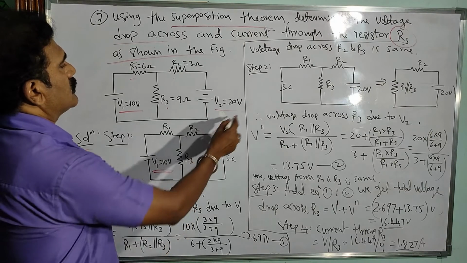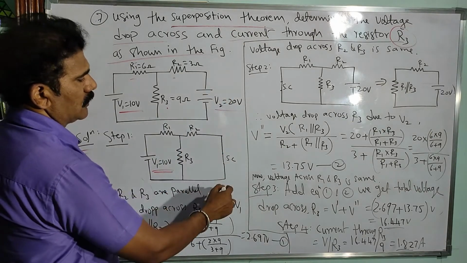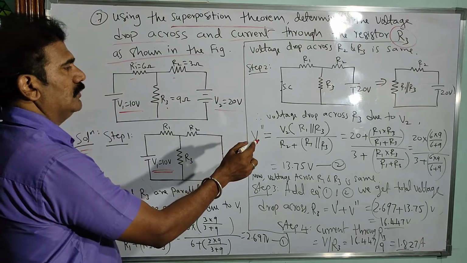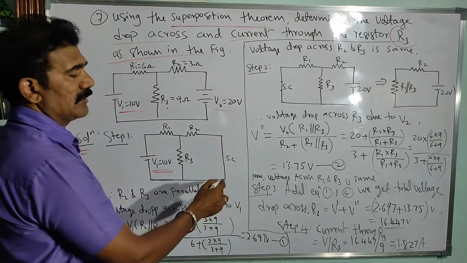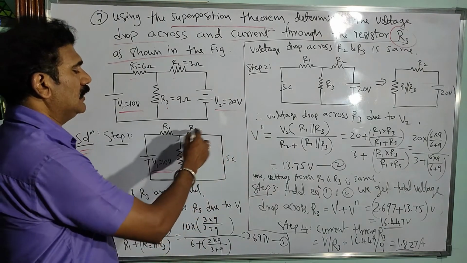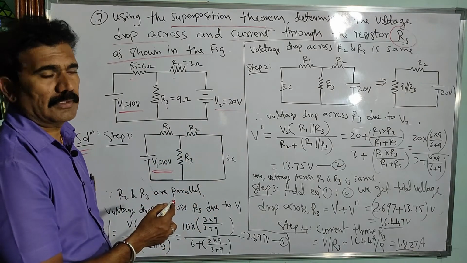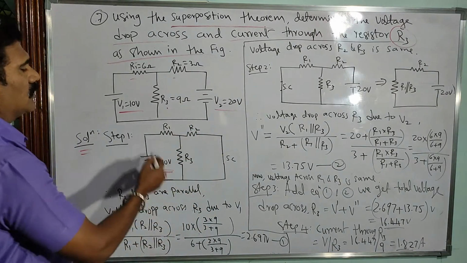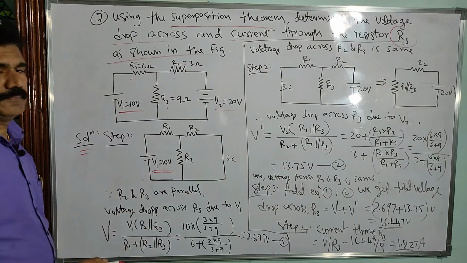Whereas V2 is just short circuited. So remove the voltage source V2 and then short circuit in the same place, so that there is a continuity for the flow of current. Clear? Now in this network, you find out the voltage drop across R3.